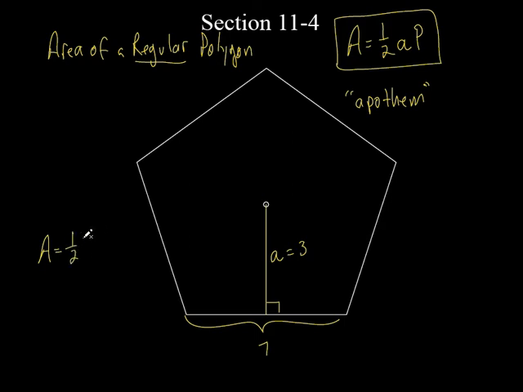So it's 1/2 times the apothem, which is 3, times the perimeter. This is the only thing you really have to think about on this particular problem. Is it just times 7? No, times 4. Is that 4 sides? It's 5. 1, 2, 3, 4, 5. That's right. So the perimeter would be what? 7 times 5, wouldn't it?